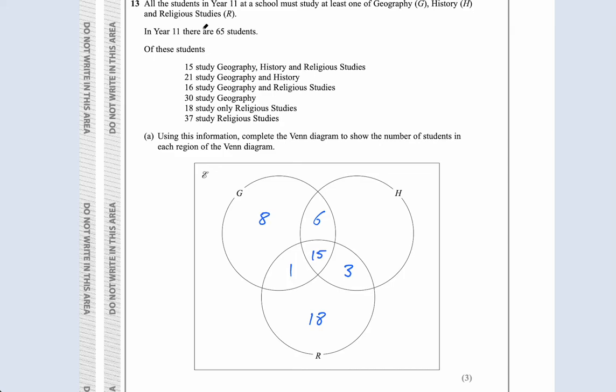But I'm not finished, guys, because it says they all must study at least one of these subjects. So what goes here? Well, what's left out of 65? I need to add up all of these. I'll do it in my head, guys. 14, 15, 30, 48, 51. What's left to get to 65? From 51, it's 14. 51 plus 14 gives me 65. Nothing goes on the outside because they must study at least one of them.